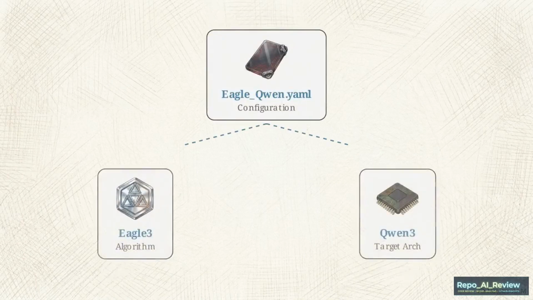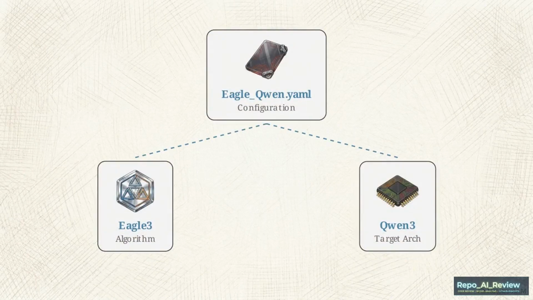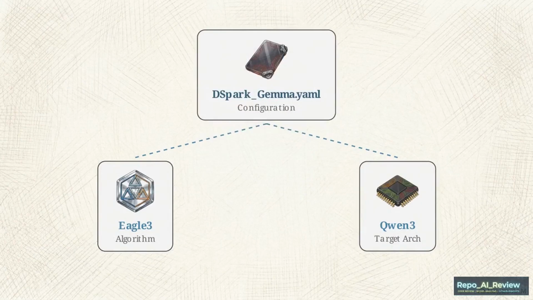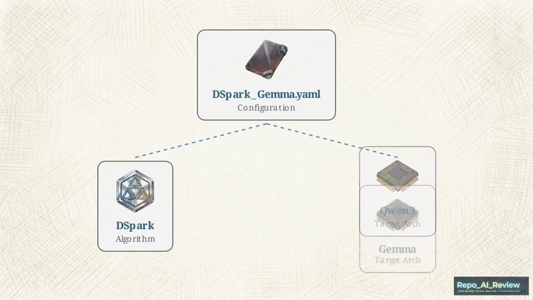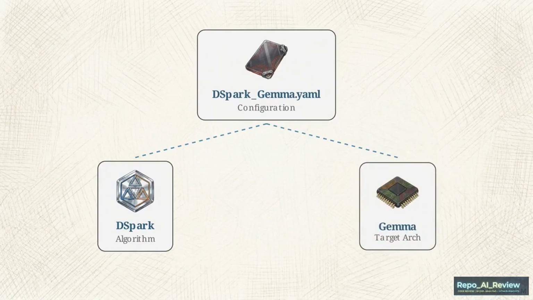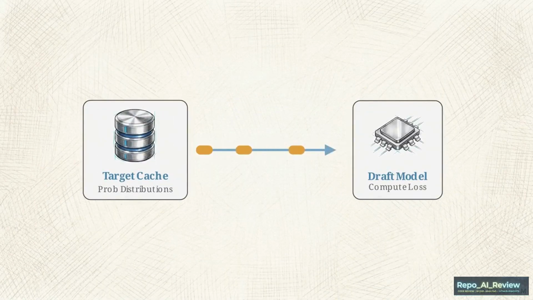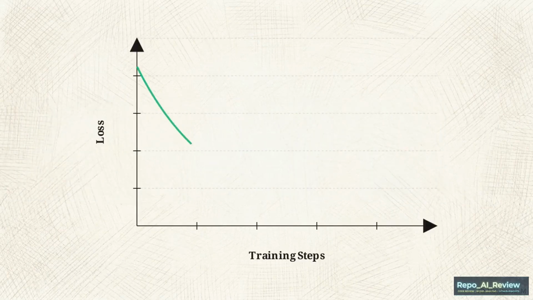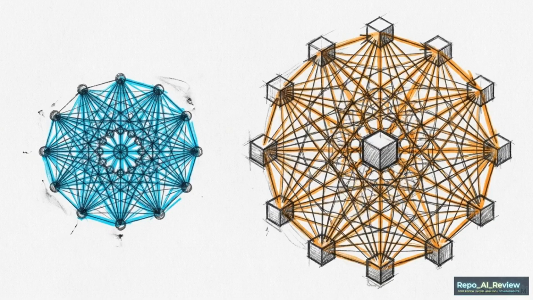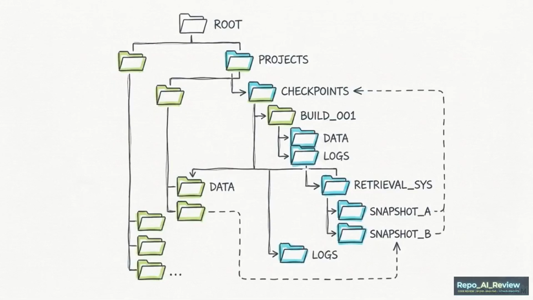The core training behavior is entirely dictated by modular configuration files. By pointing the execution script to a different configuration file, an engineer can swap out the underlying algorithm, like moving to DSpark, or change the target architecture entirely without rewriting the core training logic. During this run, the draft model computes its loss against the cached probability distributions. It adjusts its weights to mathematically map to how the larger target model thinks. As the loss decreases, the script continuously writes draft model checkpoints to specific project directories for easy retrieval.